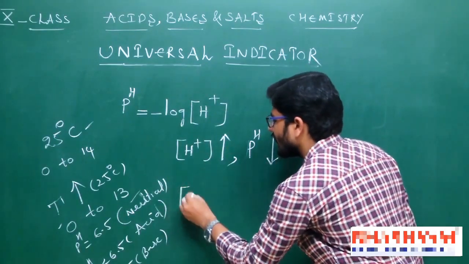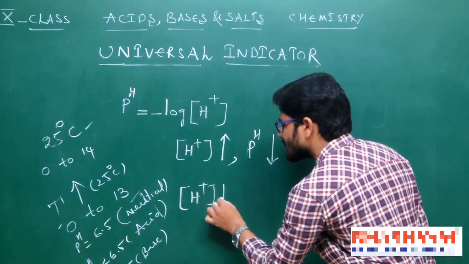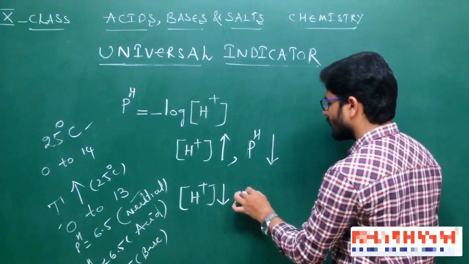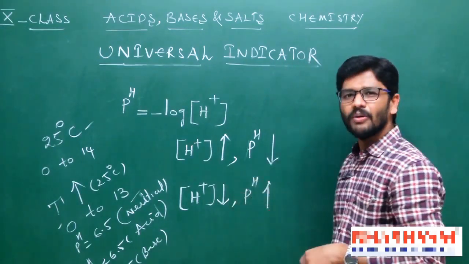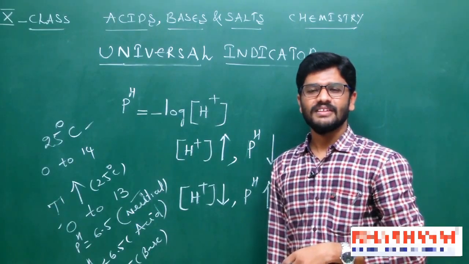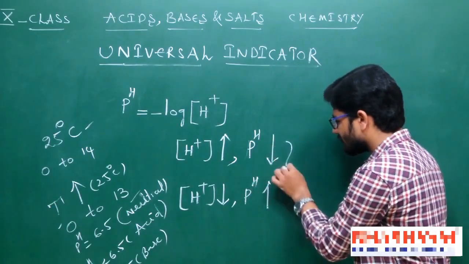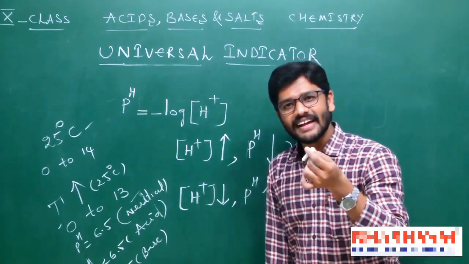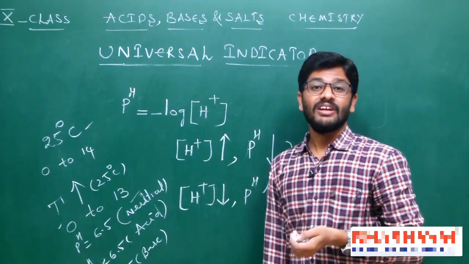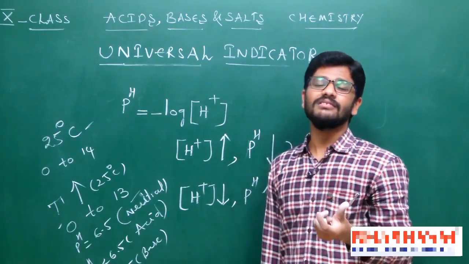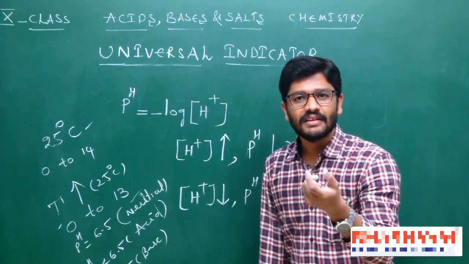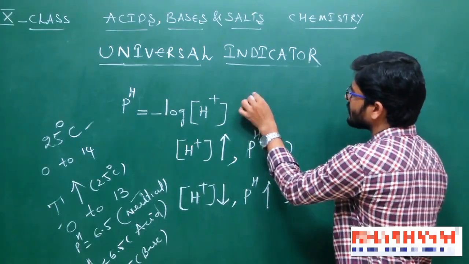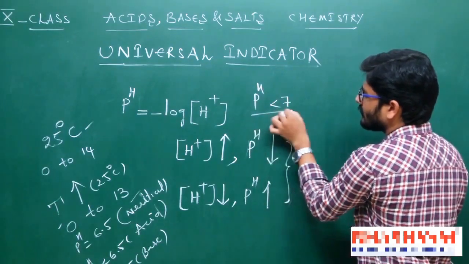If the concentration of H plus ions is less, then pH will be more. Based on this point, we can say that in acids, the concentration of H plus ions is more. That's why the pH value is less. That is, if the pH value is less than 7, it is acid.